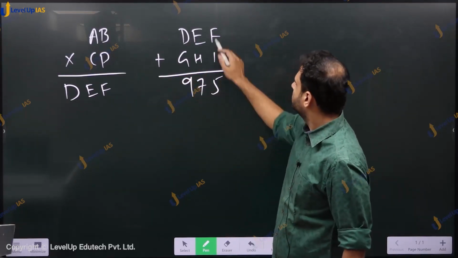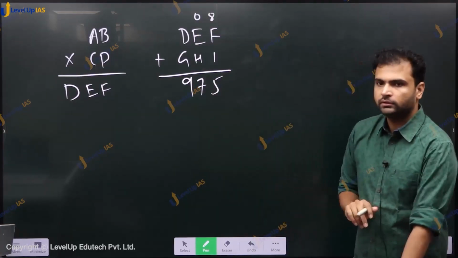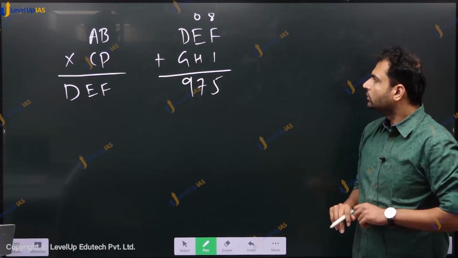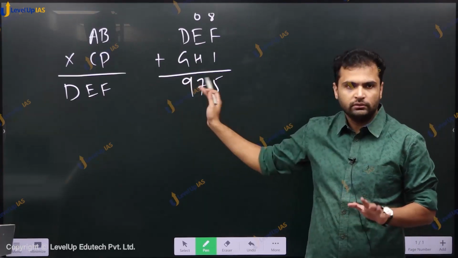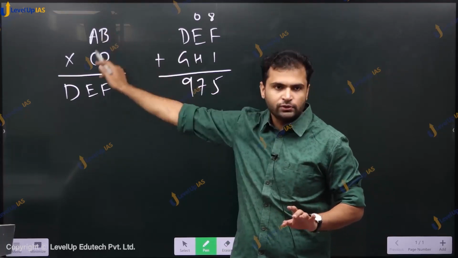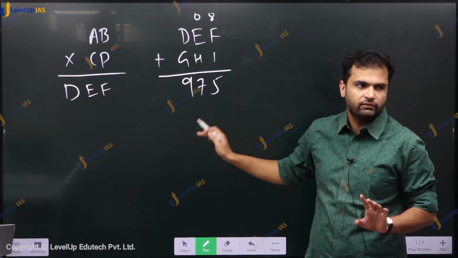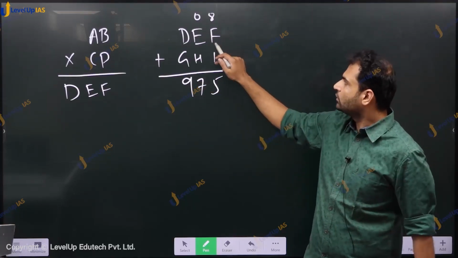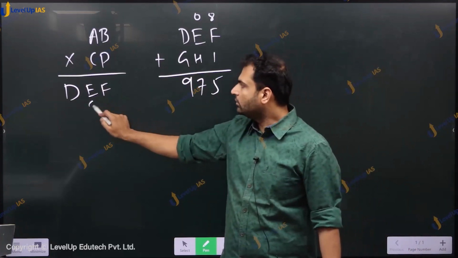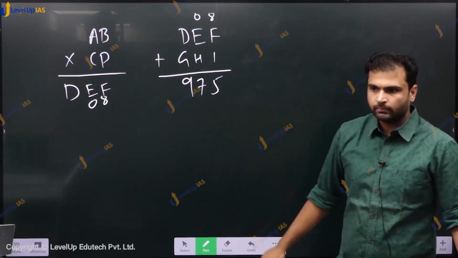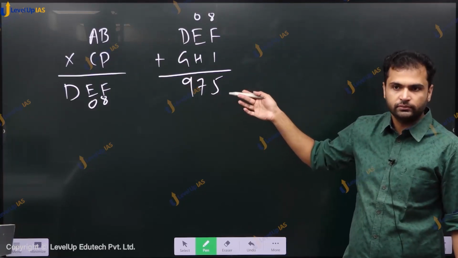E and F are given. 0 and 8 are given. Where do you think the maximum information is given? These two are the question. First, they are given AB into CD is DEF, and then they are saying DEF plus GHI is 7975. And then they are also saying E and F are 0 and 8. So where do you think maximum information is given? Here, everything, almost everything is given. You should start from here.